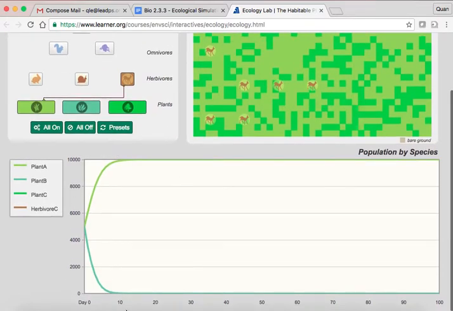And then on this graph, for the first simulation, we saw that plant B, which is the shrubs, totally died out in 100 days. Do you think this is realistic? And do you think plants go totally extinct like that?